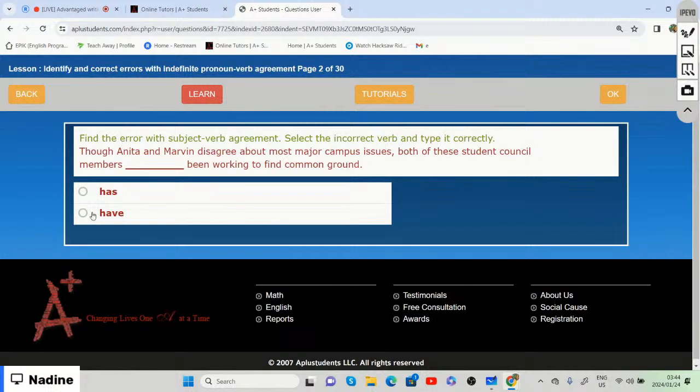And though Anita and Marvin disagree about most major campus issues, both of these student council members, do we say, has been working to find common ground or have been working to find common ground? We need to choose between has been or have been working to find common ground.